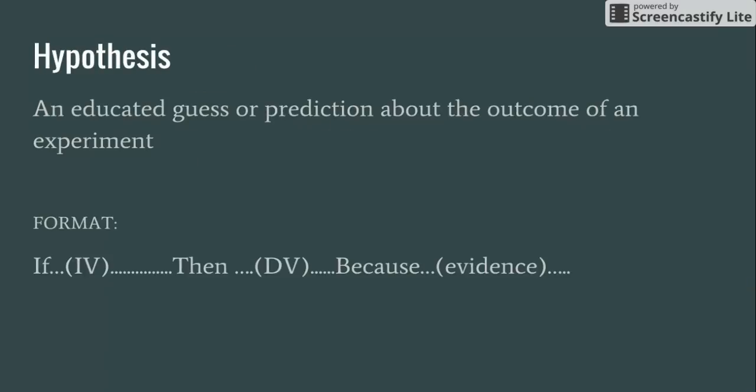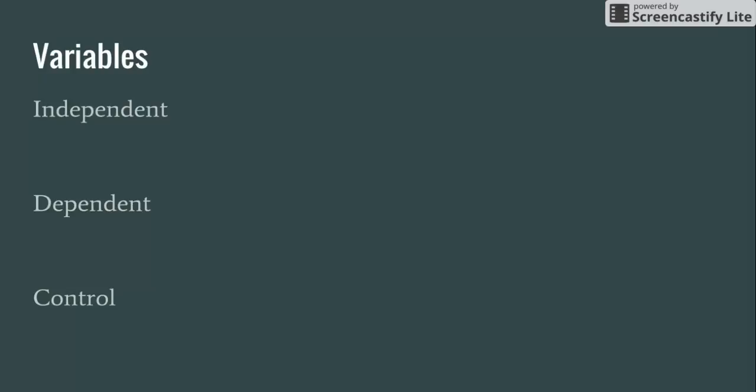And then from the testable question, we need a hypothesis, which is an educated guess or a prediction about the outcome of an experiment. Usually we use the format if the independent variable, then the dependent variable, because, and support it with evidence. The three different variables that we're going to talk about are the independent, the dependent, and the control variables.